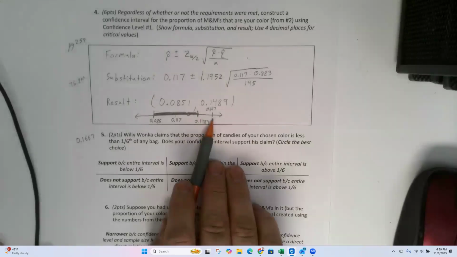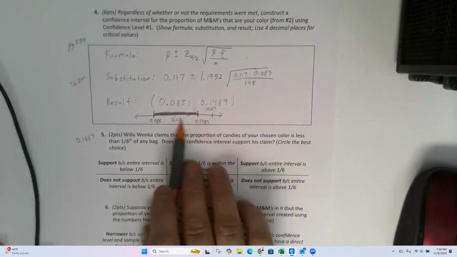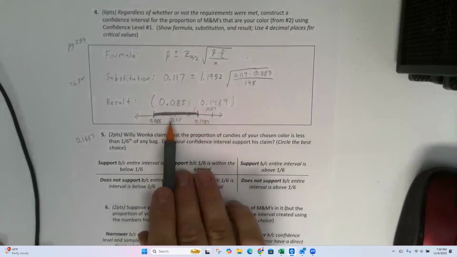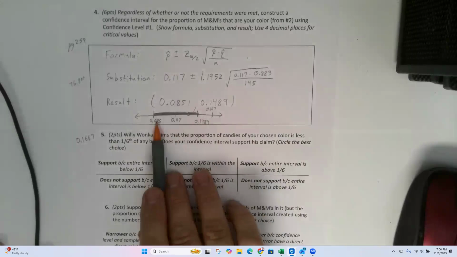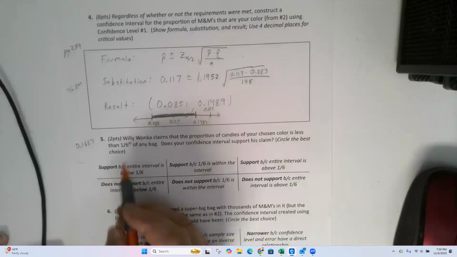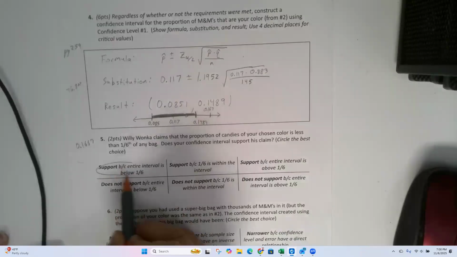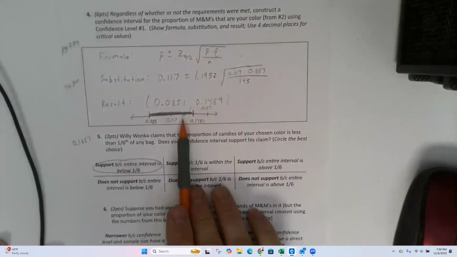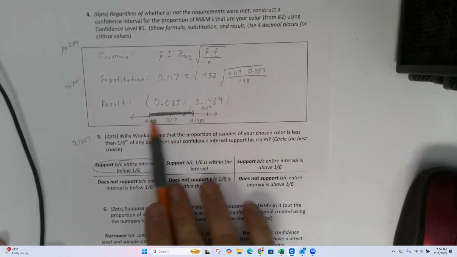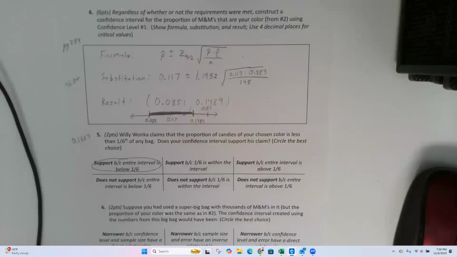So in this case, the true value is not in here. I said I was 76% confident that it would be, but in this case, I was wrong. So I support his claim because my entire interval is below 1/6. But there is a 24% chance that I'm wrong, and that's what's happening here.